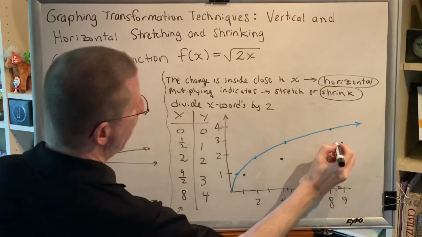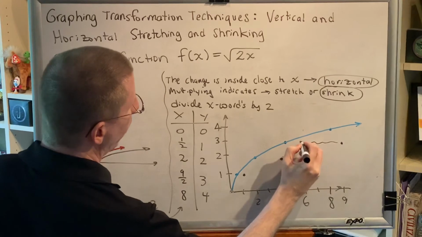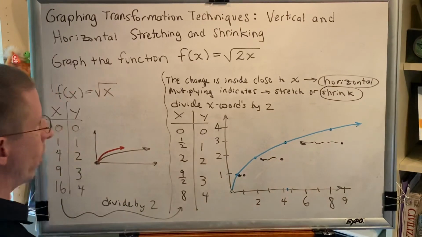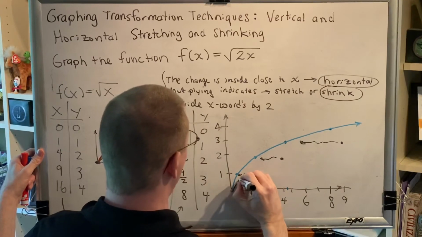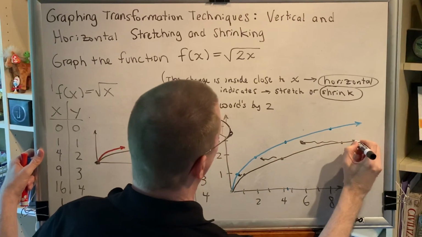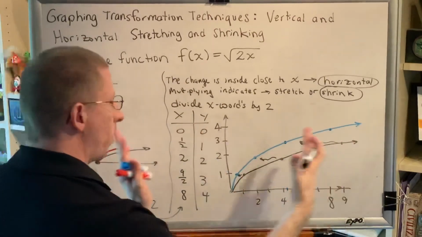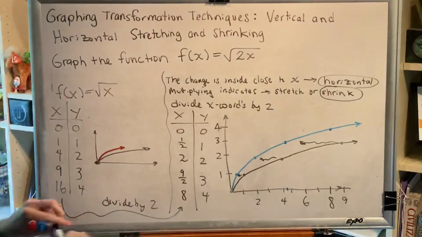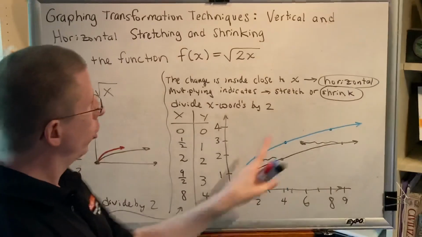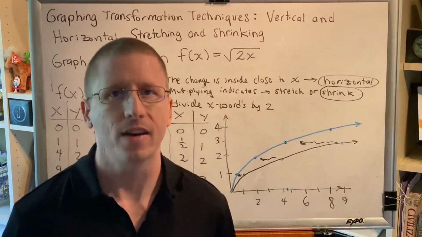And you can see what's happening. The points from the black are moving horizontally towards the y-axis. This is indeed a horizontal shrink. The points are moving, they are shrinking towards the y-axis. Okay, the blue curve is our final answer, and that is the end of this problem.